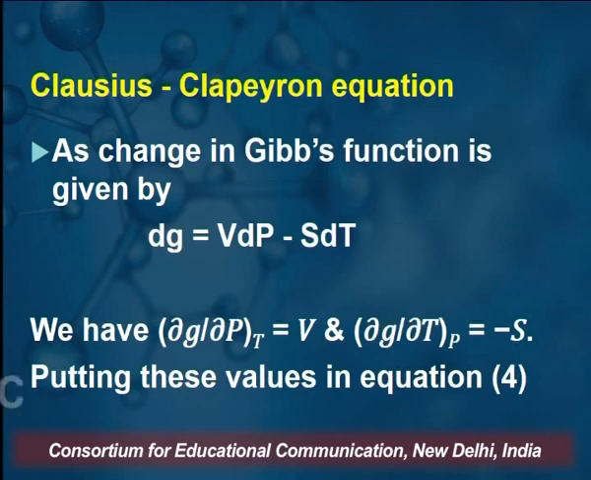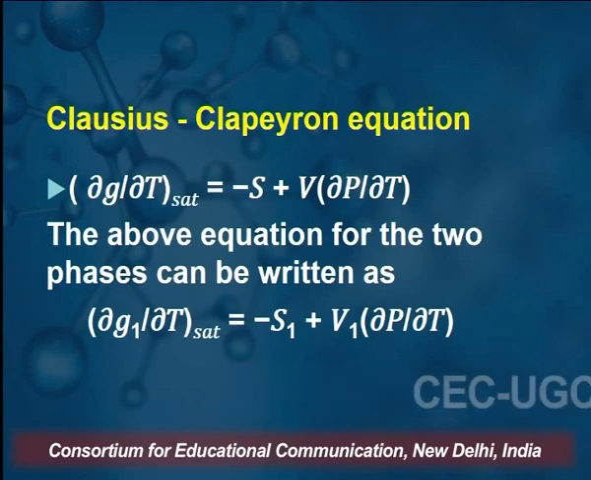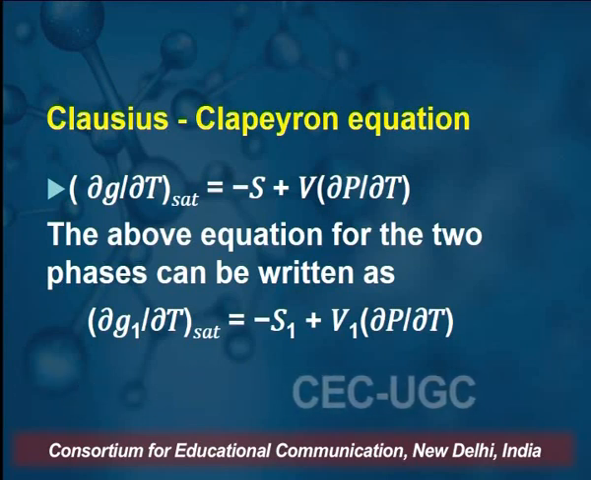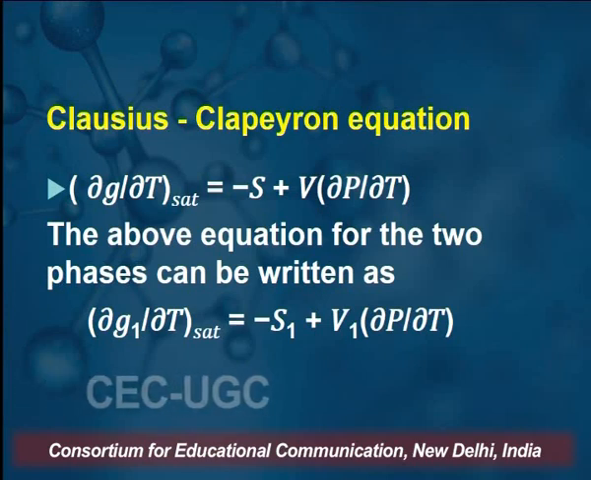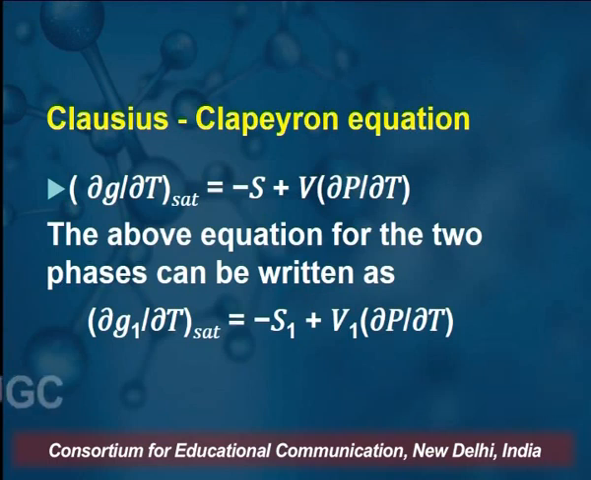Putting these values in equation 4, we get (∂G/∂T) under saturated condition is equal to −S + V(∂P/∂T). The above equation for the two phases can be written as (∂G1/∂T) under saturated condition is equal to −S1 + V1(∂P/∂T). Here we have taken the subscript 1 to differentiate between the two phases, phase 1 and phase 2. Phase 1 can be liquid phase, phase 2 can be gaseous phase, and so on and so forth.